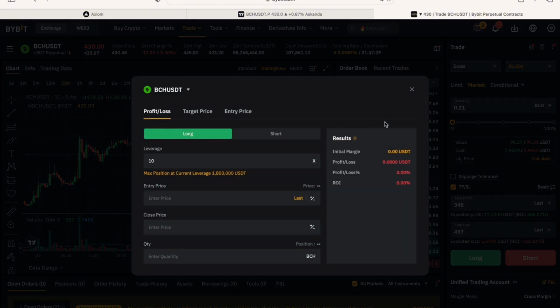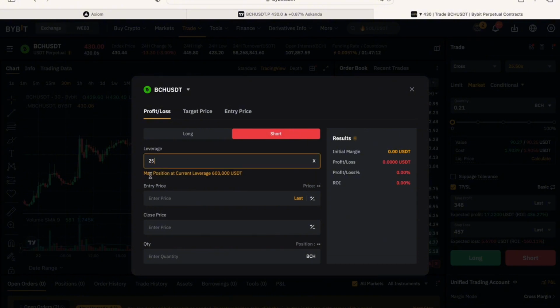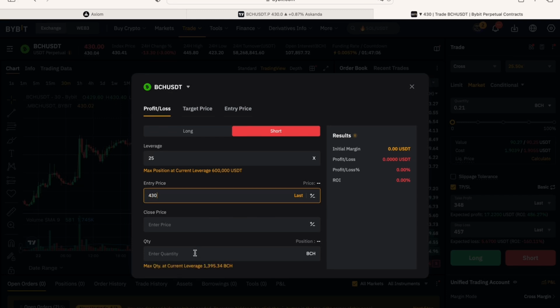Like I told you guys, I'm going to help you with. We are going to sell the coin, so we'll click on short BCH. We are going to enter the leverage that we are using. So with the leverage, we are using 25x. Then we have our entry price. So the entry price is 430. Then our closing price. So our closing price, let's enter the stop loss for now. So stop loss is 457. Quantity is 0.72. Okay, they are saying if this trade doesn't go well, we are going to lose $19.